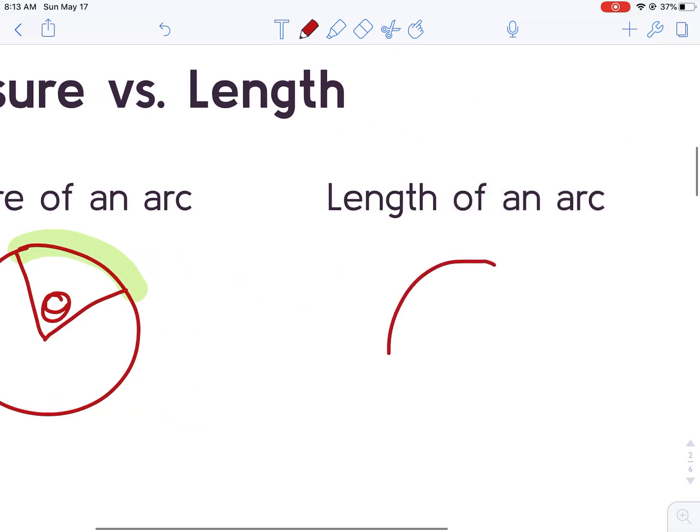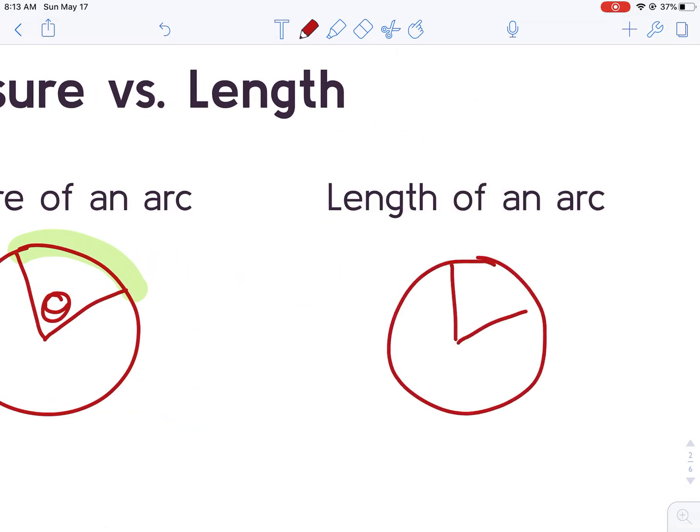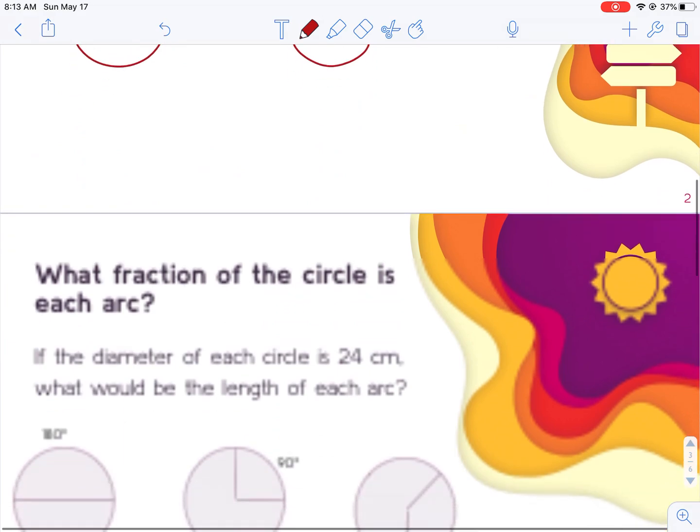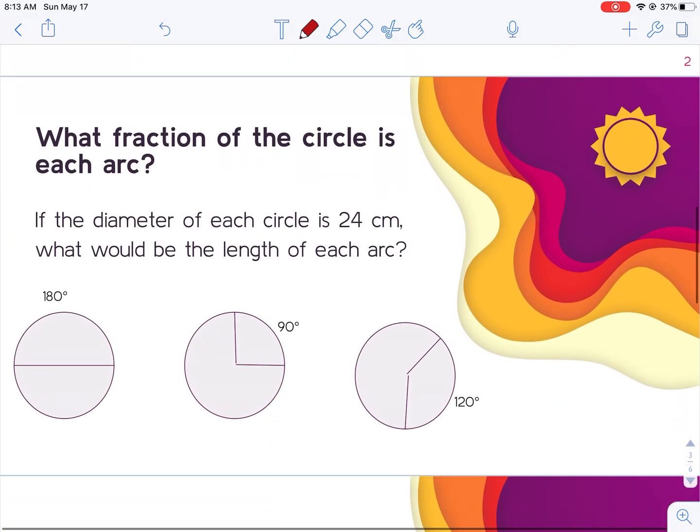The length of that arc, though, doesn't rely on the central angle. It's as if I laid a tape measure along the outside of the circle and found, well, how many inches is that, right? So length is going to be in inches or centimeters or miles or feet. Measure will be an actual angle measure. So it'll be in degrees, eventually radians, but for now, degrees. And we're going to think of it as a fraction of the circle.